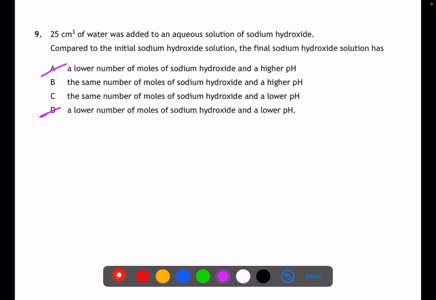However, what we have done is reduce the concentration. So we now have a lower concentration of hydroxide ions. Because of that, we will now have lowered the pH closer to 7. So C will be our answer.